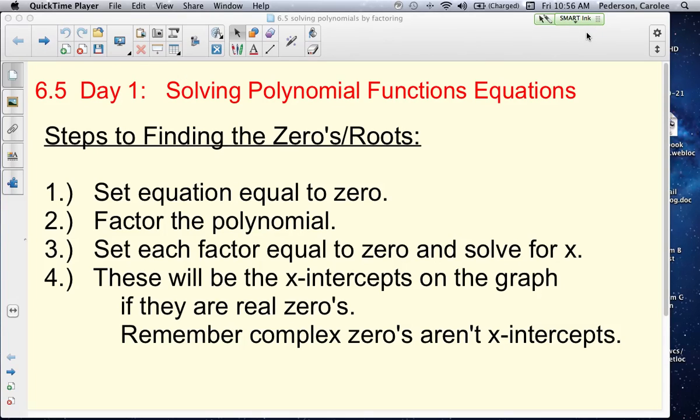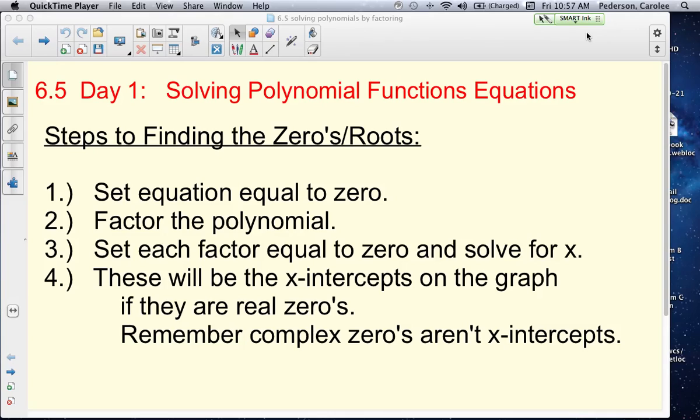6.5, day 1. We're going to focus on solving polynomial equations. You don't need to write these steps down. To find the zeros or the roots of a polynomial equation, you want to solve the equation for x. So the first thing you do is you set the equation equal to 0.